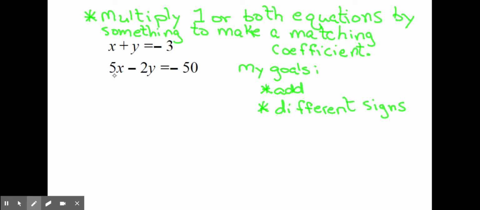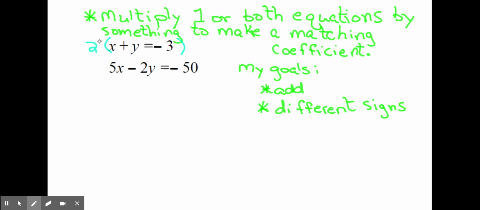So, how can I multiply and change 1x into 5x? I can multiply by a 5, right? How can I multiply and turn a 1y into 2y? I can multiply by 2. So I already think, well, multiplying by 2 is a little better because it's smaller. And I already noticed that these two signs are different. My y's already have different signs. So here's the trick today to force these two to have a matching coefficient with different signs. I'm going to multiply the first equation by 2, because I want this 1y to become 2y.